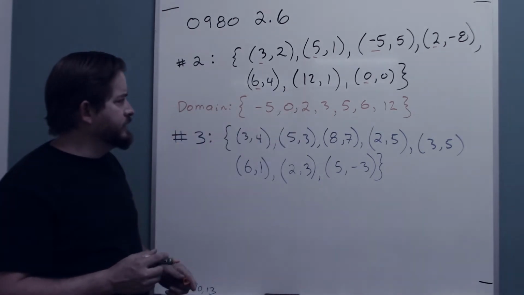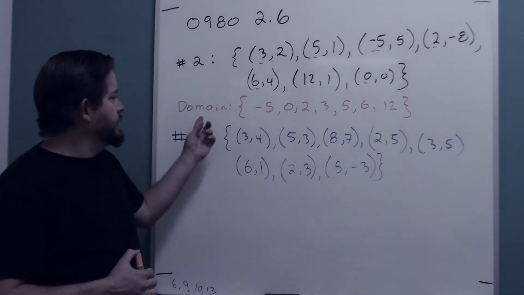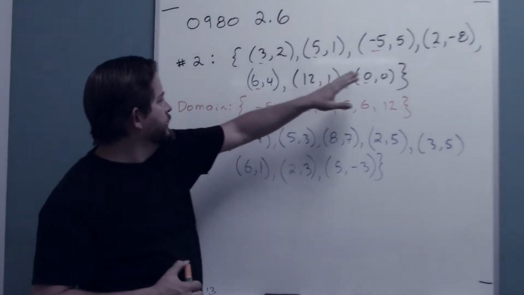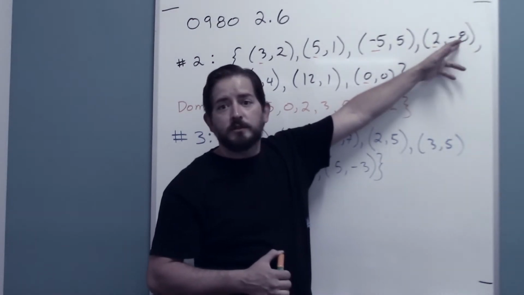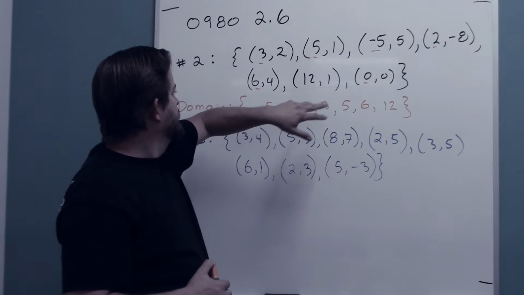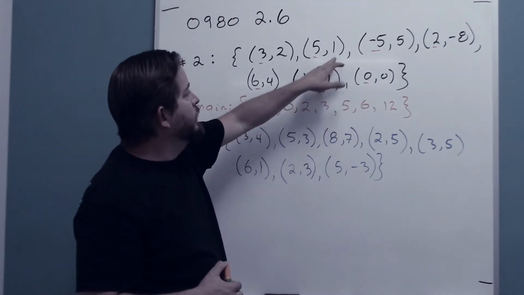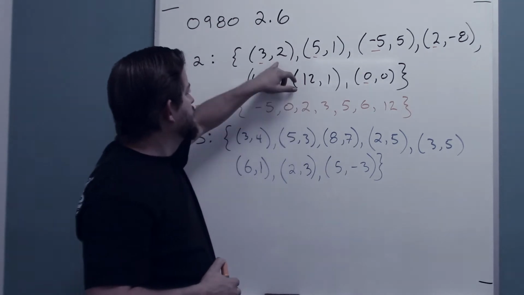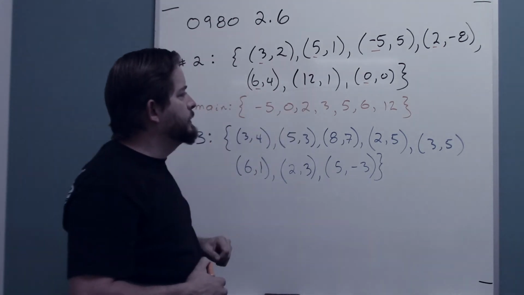But the range is just all of the y values. So your range would be another set, open it up, and it's all the y values. Starting at -8, your smallest, your most negative, if you will. -8, and then 0, 1. 1 appears twice, so you don't have to write it twice, just write it once. And then 2, 4, 5.